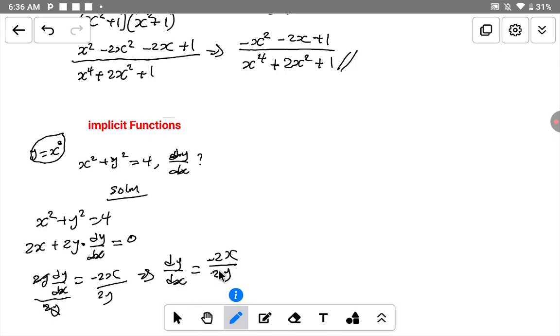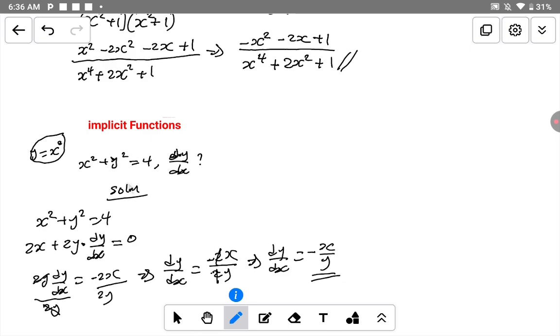Now, if you look at it, 2 is common to both. This 2 can cancel this 2 here. So that means we have our dy/ds equal to minus s over y. So that will be the answer. So if you're differentiating, dy/ds is equal to minus s over y. That is how it is solved. So that is step by step.